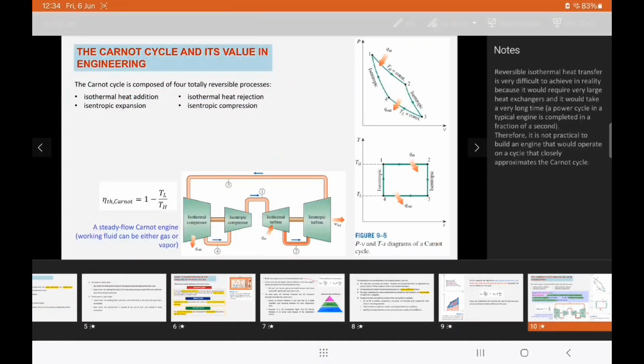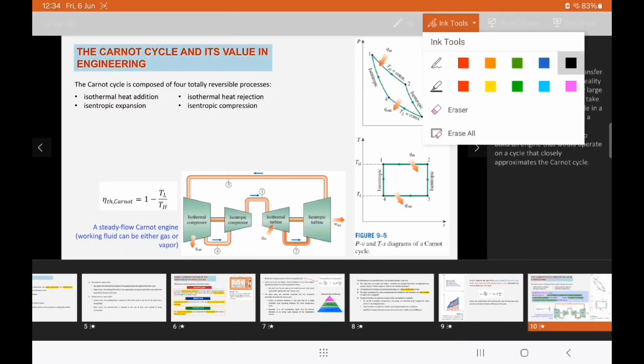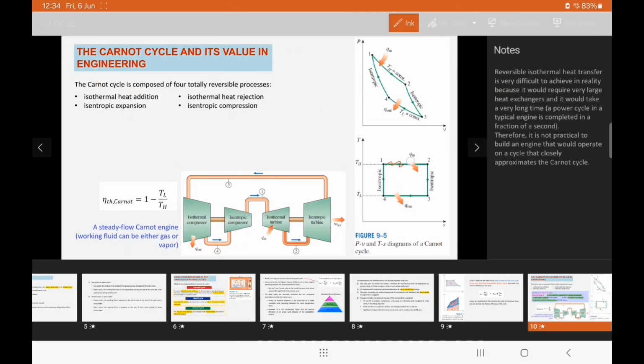Okay, let's look at Carnot cycle again and its value in engineering. Carnot cycle is composed of 4 totally reversible processes. We have isothermal heat addition. When we look at figure 9.5 here, we can identify where is the isothermal heat addition, which is here. This is the isothermal heat addition there. And then isothermal heat rejection over there. And then we have isentropic expansion and isentropic compression.